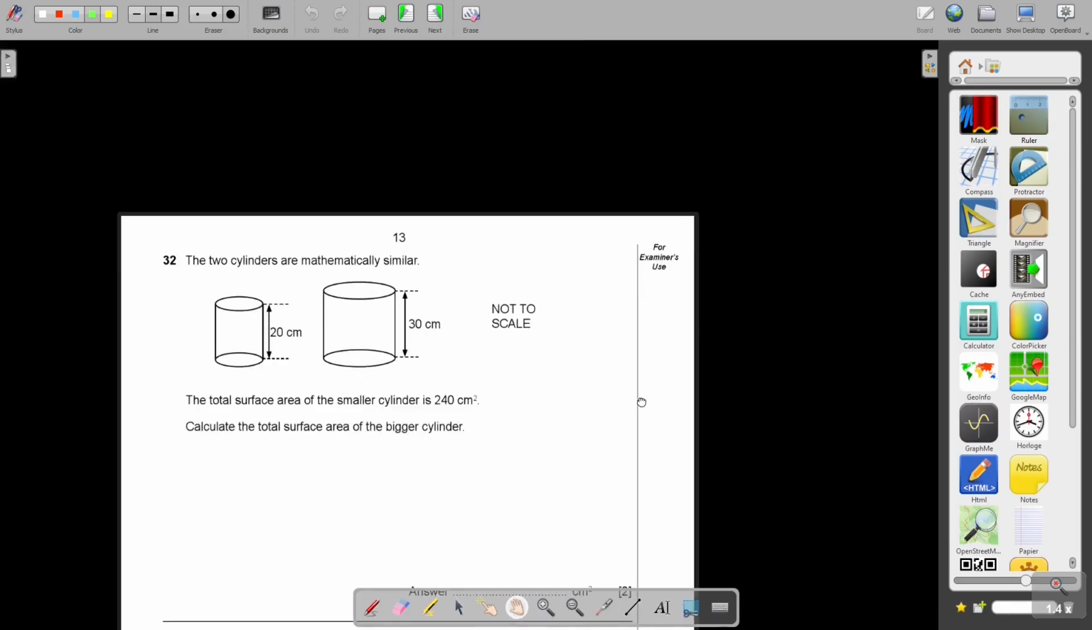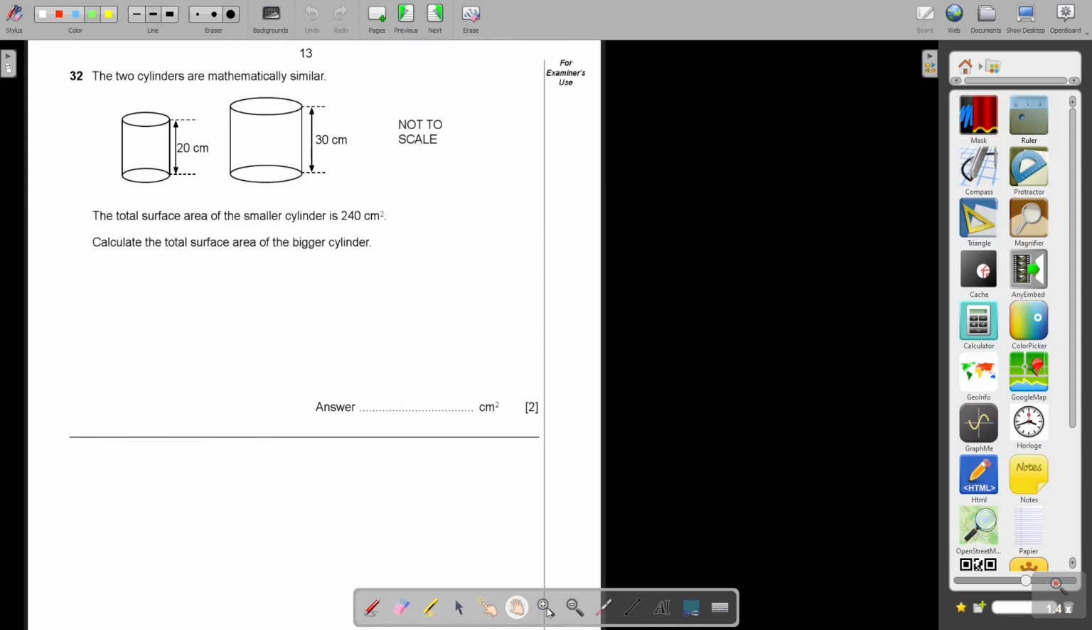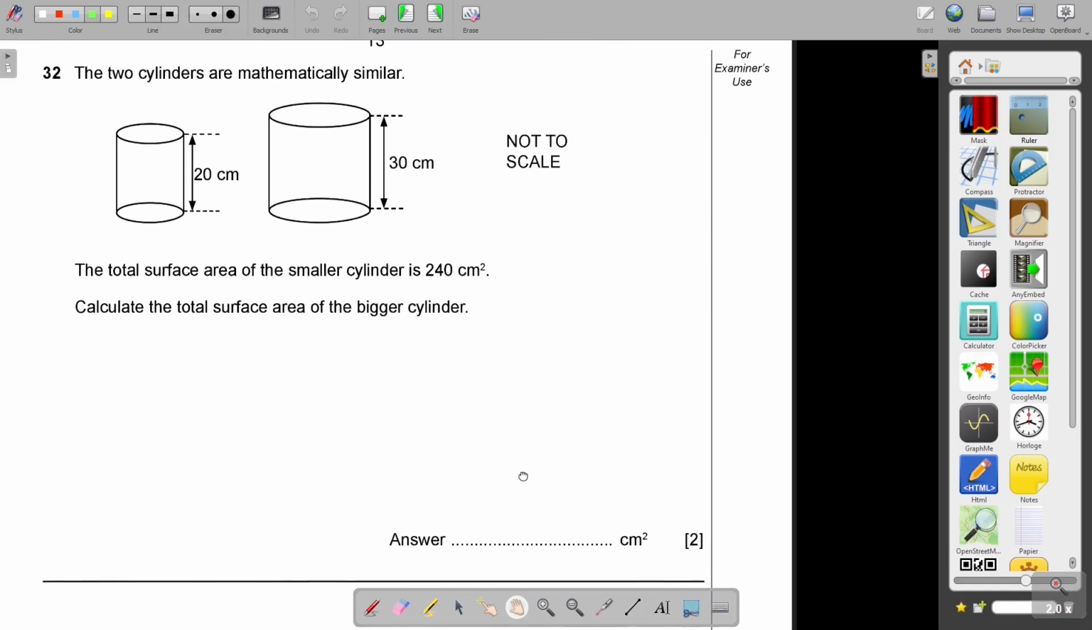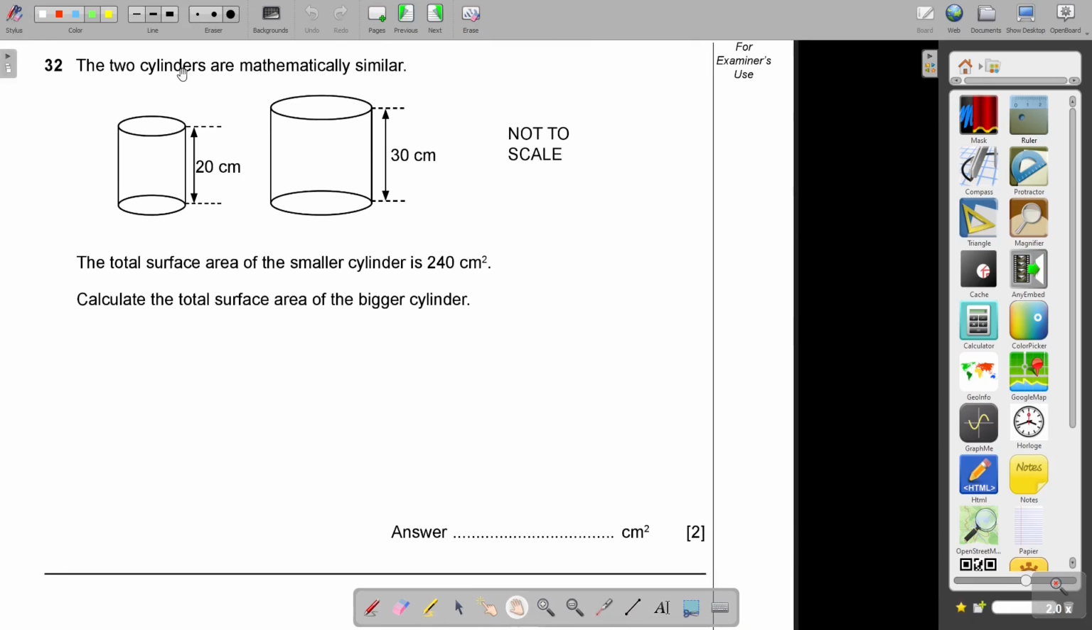And that's question number 32. I can make it a little bit bigger. Luckily, this page also doesn't have a lot of questions. So, the two cylinders are mathematically similar. Okay, so one is smaller, the other is bigger. The total surface area of the smaller cylinder is 240. Calculate the total surface area of the bigger cylinder.